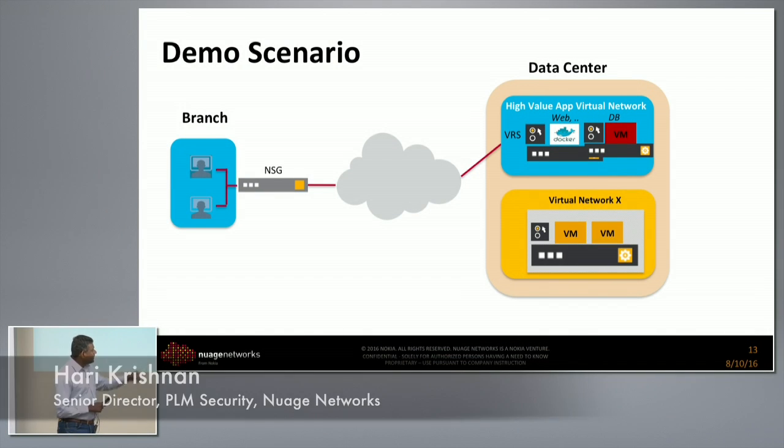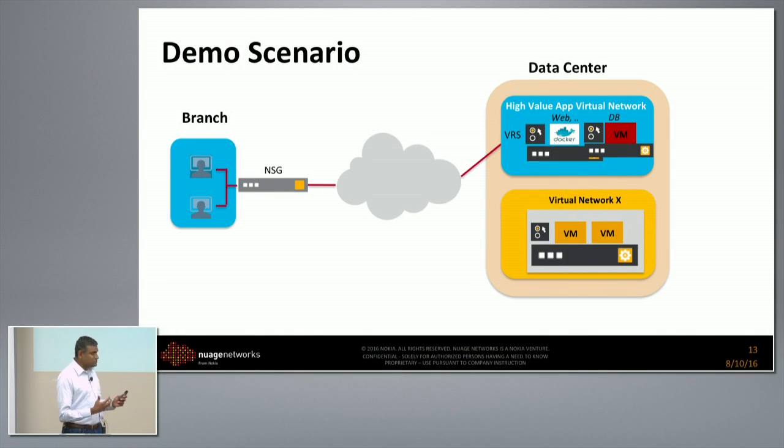We go through the demo now. In terms of the demo scenario, we've got a branch network behind our network services gateway. That's connected to our environment sitting in the data center, where we have a mix of virtual machines and containers. Part of this is to show how we can enforce policies across a heterogeneous environment. So we have defined a network called a high-value app virtual network.